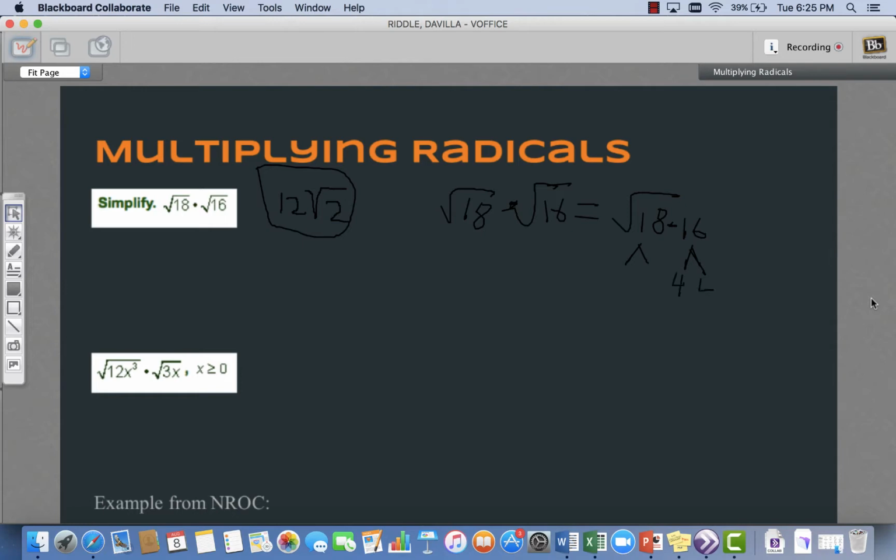So 16 turns into a perfect square, which is 4 times 4. So that's one pair going outside. 18, we have 9 and a 2. And that 9 has a 3 and a 3. So one 3 will go to the outside as well. Our leftover is the 2. So yes, you're correct. 4 times 3, which is 12, and we have that remaining radical 2. So good job on that.